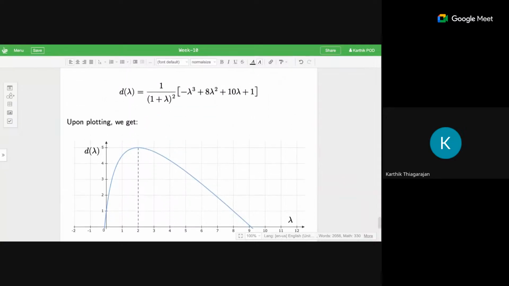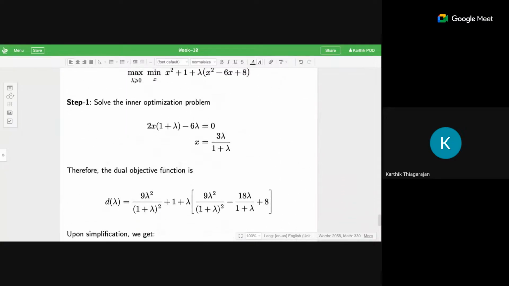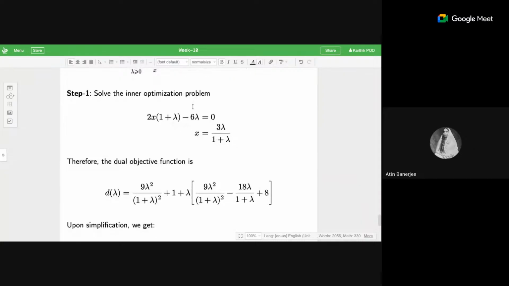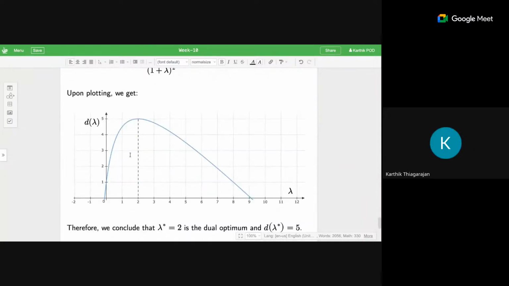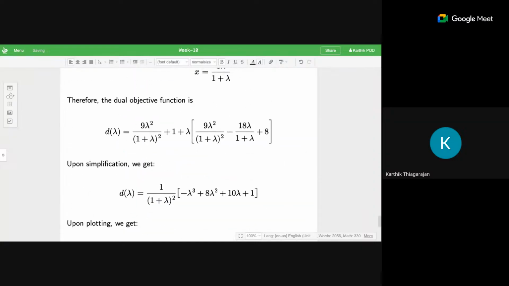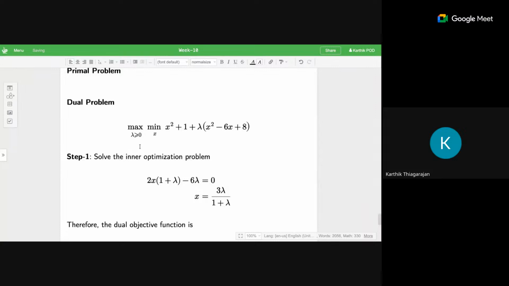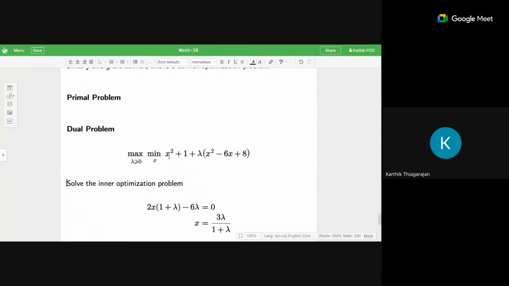Okay, so this is what we have done so far. Actually, you can see it from the graph itself. Yeah, it is 5. Okay, so this is the dual problem. We have solved the dual. Now the steps are kind of clear here. So this is the dual problem.